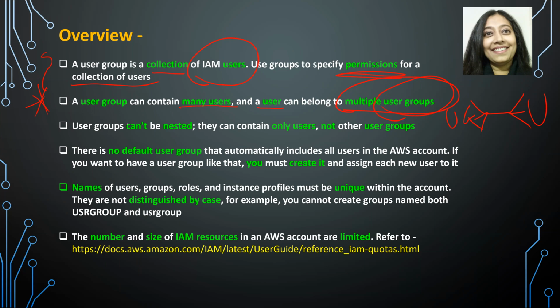User groups cannot be nested. That means they can only contain users and not other user groups. This is also important, right? So let me give you an example. Let's say you had a user group that had read-only permissions to S3, and then you were told to create another user group that needs to have read-only permissions to S3, but also full access to EC2.